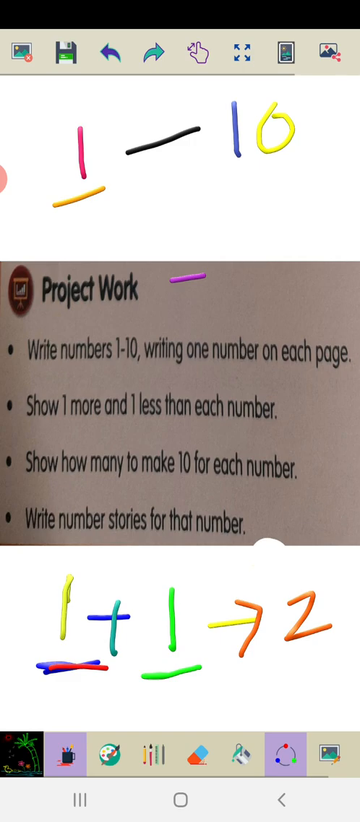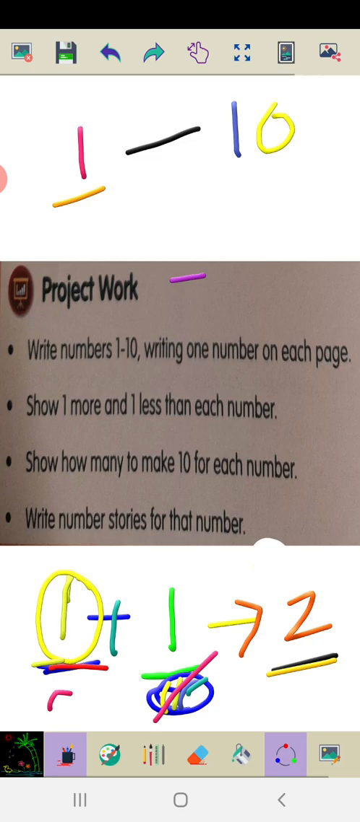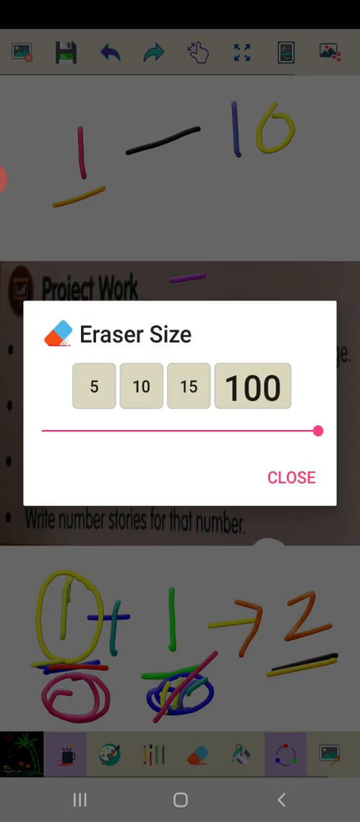There was 1 here. If you add 1 more, for example, 1 ball is there, so 1 plus this 1 becomes 2. Understood? So this is one more. You need to do this for every number from 1 to 10. So what is one less of 1? For example, you have 1 ball here. I remove this.